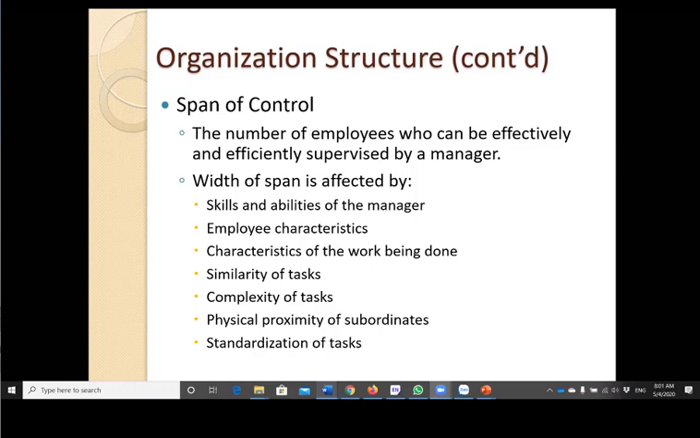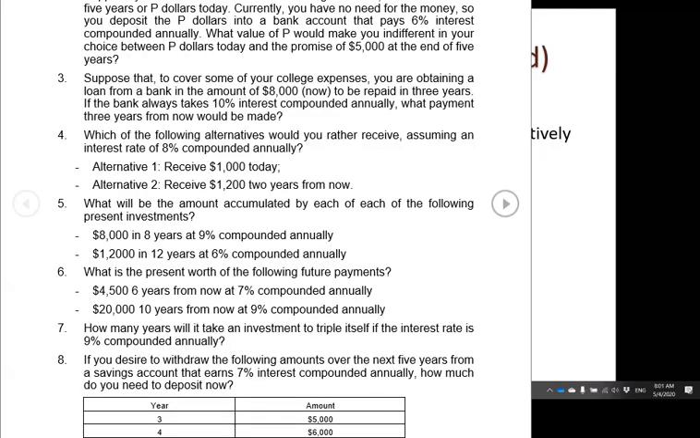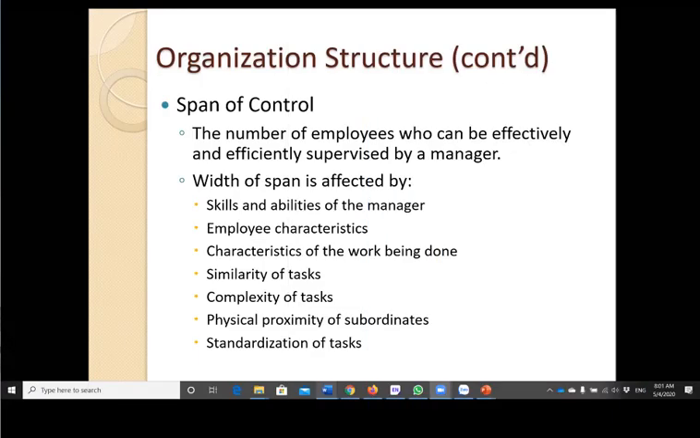Okay, the next factor to be considered is the characteristics of the work being done. If it is very simple work like pouring concrete, or rebar fixing, or something like that, right?